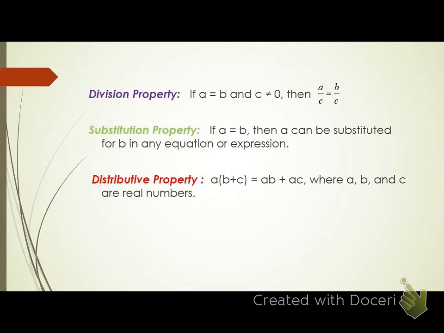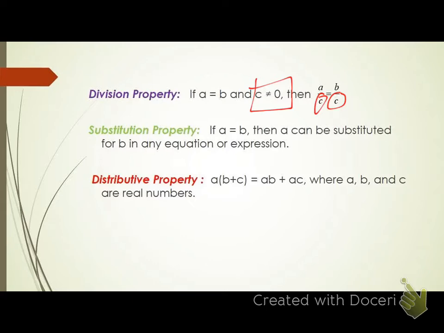The division property of numbers says that if you have two numbers that are equal and you divide them both by the exact same number, then you're still going to get two numbers that are equal. It doesn't change the solution, it just changes the way the equation looks. Now, the only caveat to the division property is that you can't be dividing by zero. But other than that, you can divide by anything you want.